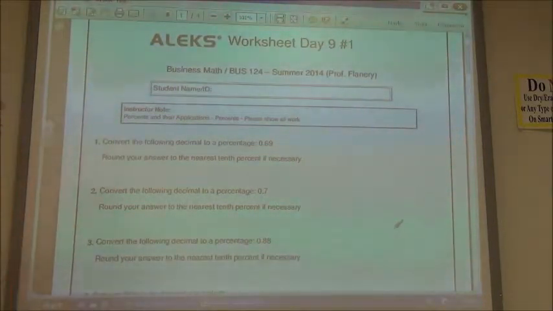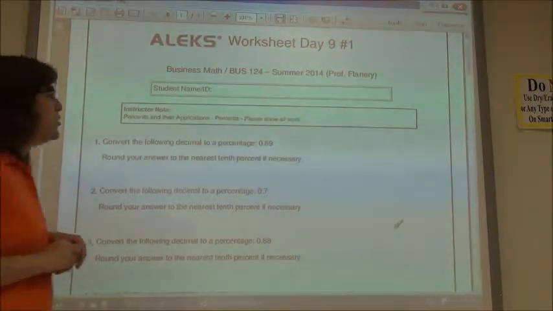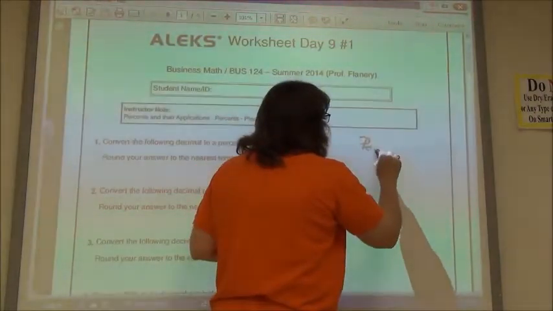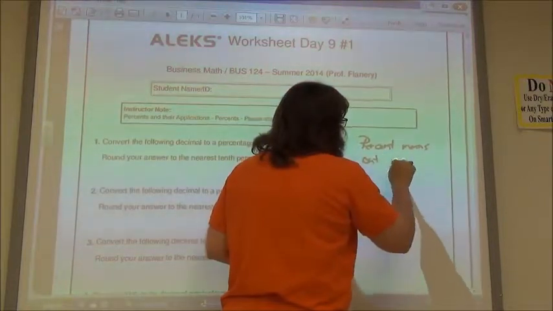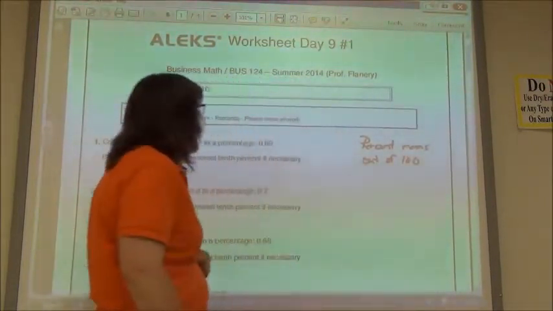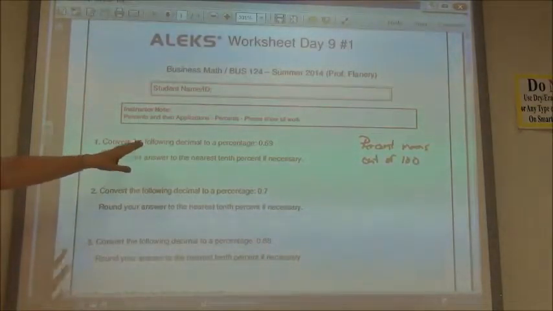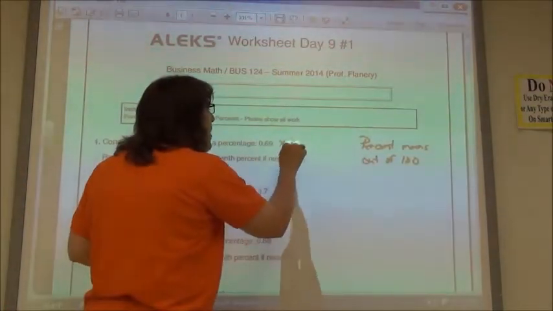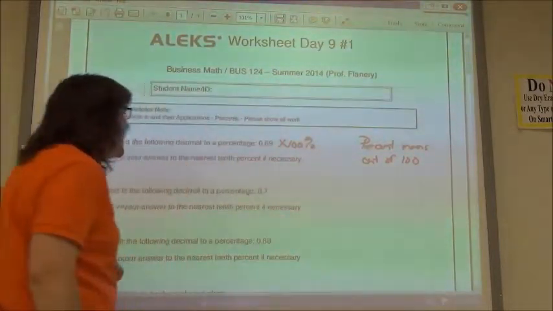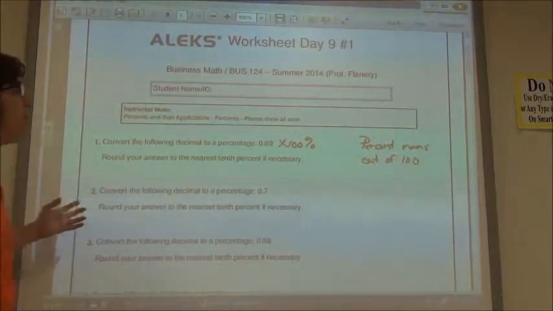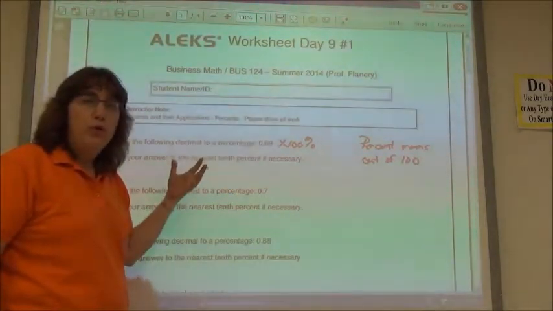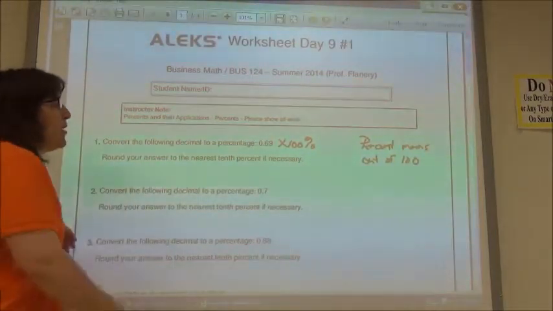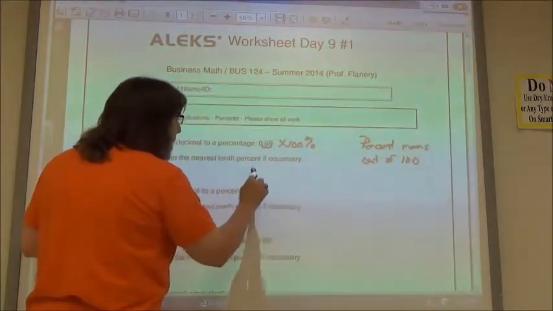First of all, it says convert the following decimal to a percent and round your answer to the nearest tenth of a percent. So percent means out of 100. So anytime you're converting a decimal to a percent, you're going to multiply by 100 and add the percent sign. So in this case, when I multiply by 100, the easiest thing to do is just move your decimal 2 places. You could use your calculator and take 0.69 times 100, but if I just move my decimal 2 places, I get 69%.